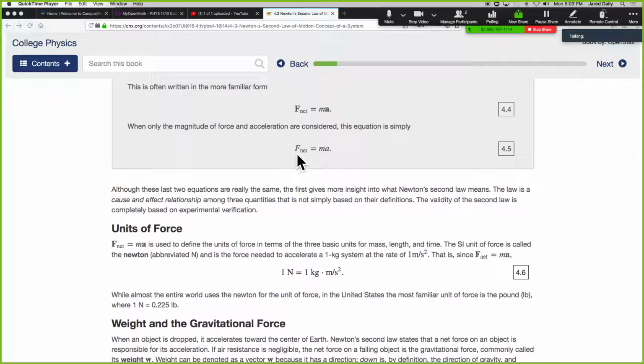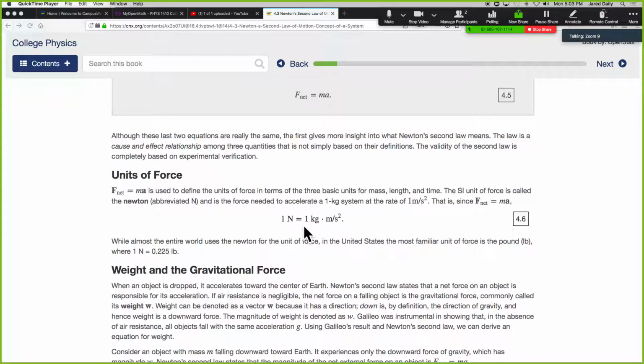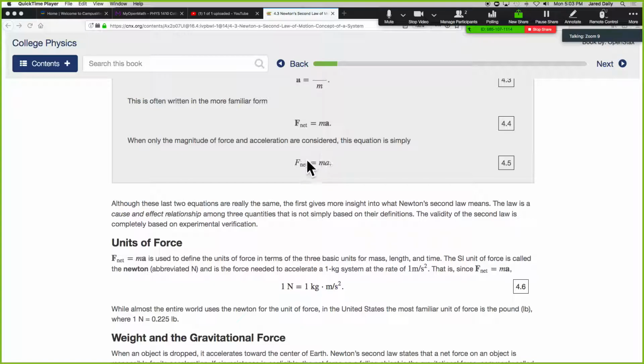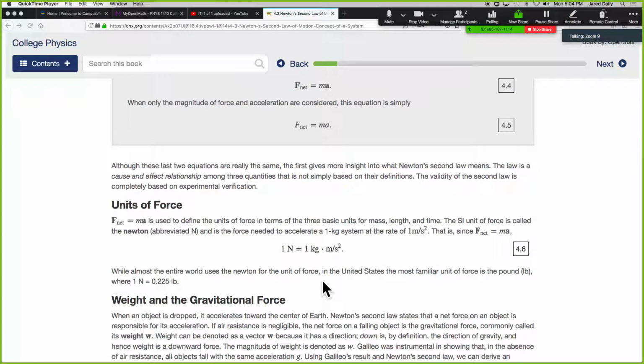This equation actually introduces new units as well. Mass is in kilograms. The acceleration is in meters per second squared, as we know so far. And if you have 1 kilogram times meters per second squared, we call that a Newton. So if you get 1 kilogram times 1 meter per second squared in this equation, that would be 1 Newton of force.